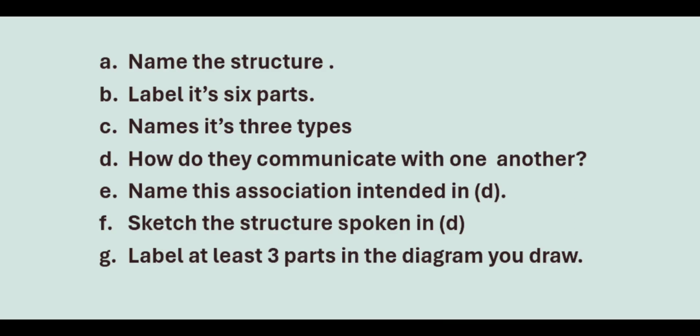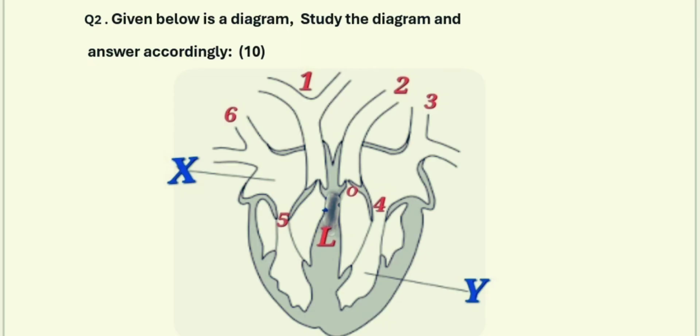Then we move on to question number 2. Here it begins with a diagram of the human heart. Again, here are 6 labelings, 1 to 6. There are more marked places with X, Y, O and L. All these will follow up in the successive questions that come below this main question, question number 2. So let's see what are the subparts that you have to answer.